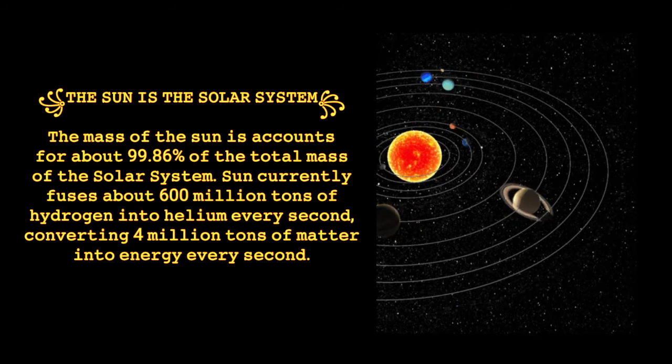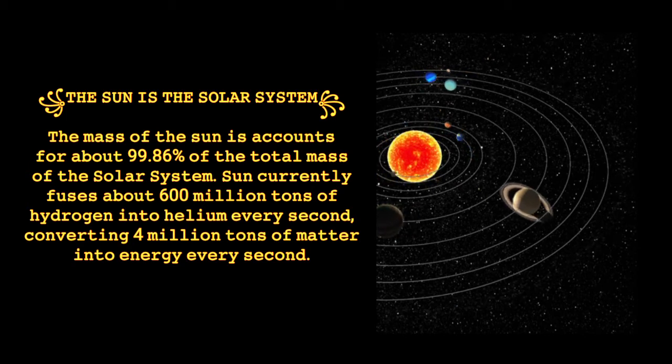The sun is the solar system. We live on the planet, so we think it's an equal member of the solar system. But that couldn't be further from the truth. The reality is that the mass of the sun accounts for about 99.86% of the total mass of the solar system.